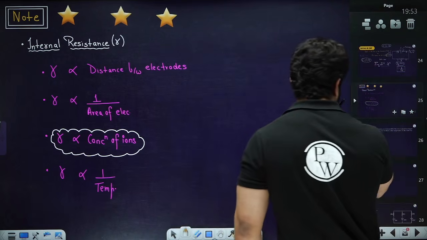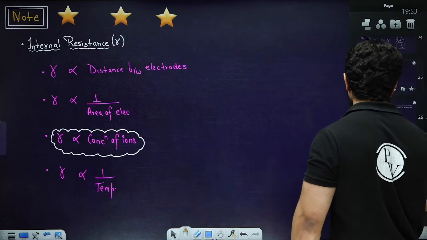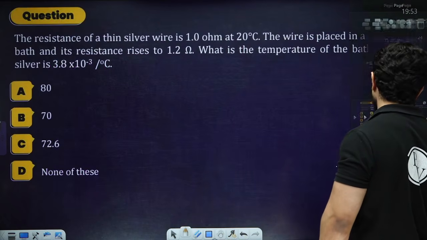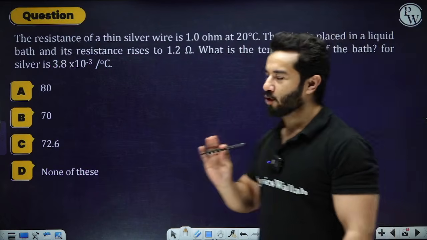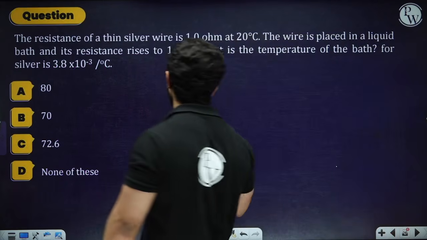Chalo, acha, let's move on from here. And by the way, I've got one question for you in homework. I'm not going to explain it. Why? Because I have already explained many questions.